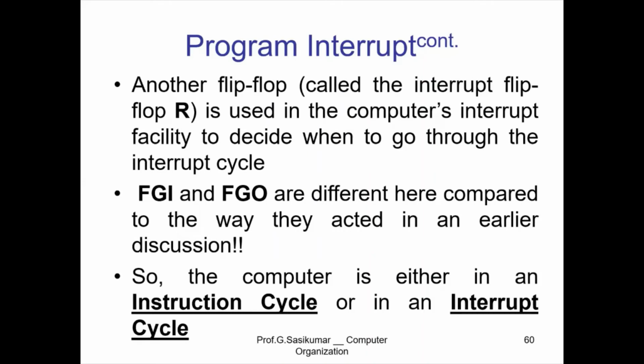Apart from that, we have one more, the program interrupt. We already studied in the registers concept the flag input and flag output. The computer is either in the instruction cycle or in the interrupt cycle. So we have two major concepts while executing the interrupt. The interrupt cycle always plays the vital role. The instruction cycle will take care of the register part, and the interrupt cycle is controlled by your program coding part.